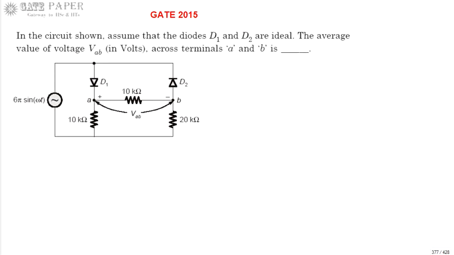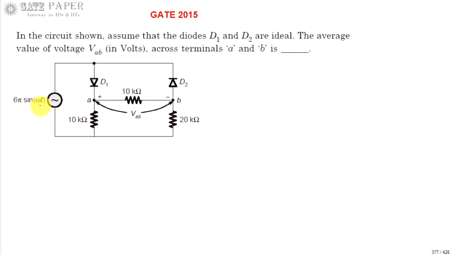Hello, we are discussing the GATE 2015 ECE paper. Look at the circuit diagram. We are going to calculate the average value of voltage VAB as indicated. This is node A and this is node B. The voltage across this one is VAB, and we are going to calculate the average value of VAB for the given circuit.